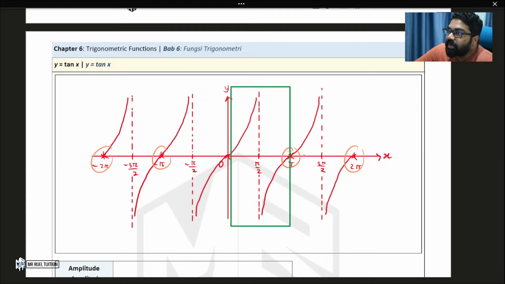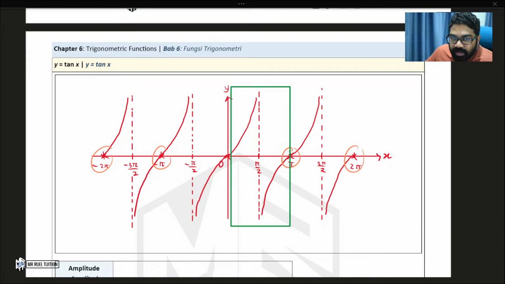Only this part will repeat. Correct or not? So what is the period here? Apa color dia? The period is only pi ataupun 180 darjah. Only 180 degrees. Boleh? Understand? So the rest is the same lah. Pintasan X, pintasan Y. Okay. So what is the maximum and the minimum here?